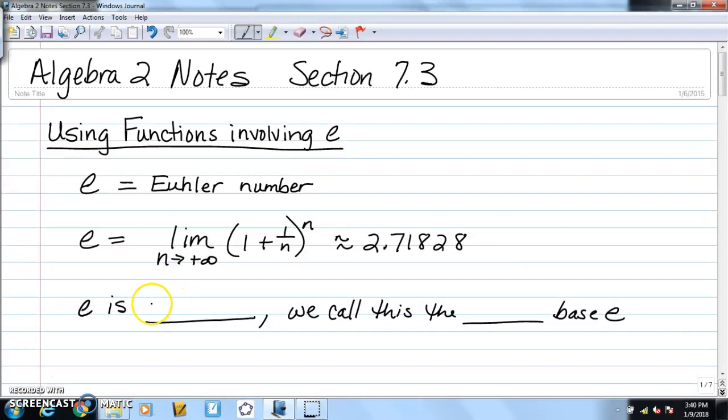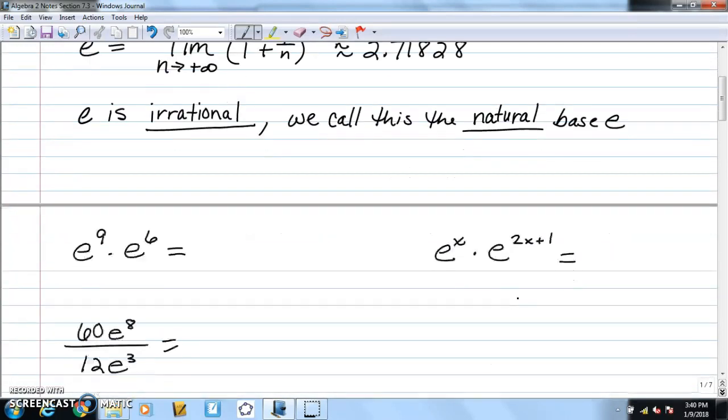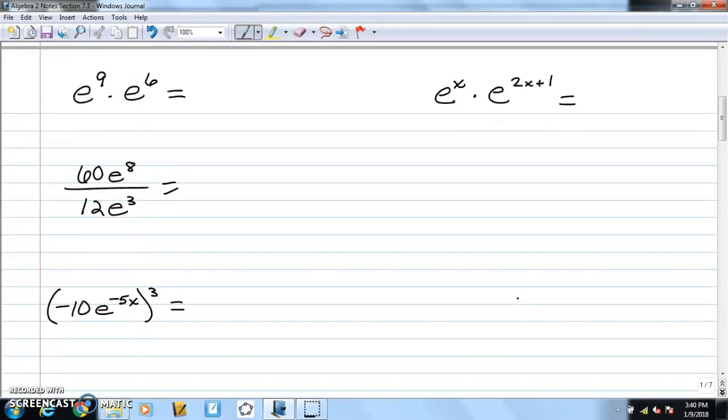So just like pi, e is irrational because it's a non-ending, non-repeating decimal. Okay, we also call this number the natural base because this has many applications in nature or in the natural world. So that's why it's called the natural base e. So that's what the number is. Now let's look how we can use it. But the thing that you've got to remember here is it's a number. Okay, it's just like pi is 3.14, e is 2.718.